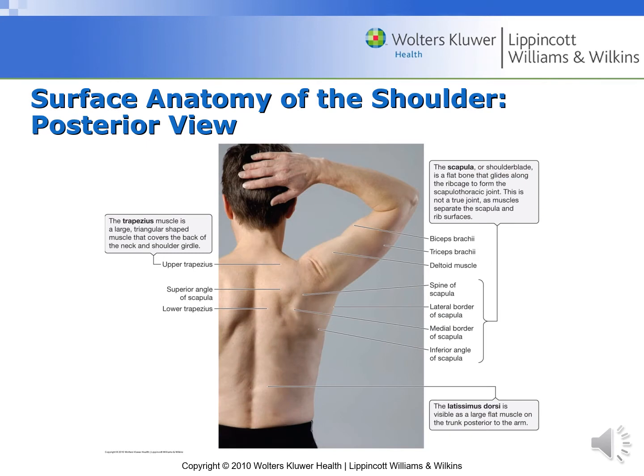Considering the posterior view of our surface anatomy of the shoulder, we see the trapezius muscle, which is a large muscle, triangular shaped, and it covers the back of the neck and shoulder girdle. The scapula, or the shoulder blade, is a flat bone that glides along the rib cage to form the scapulothoracic joint. This is not a true joint, as muscles separate the scapula and the rib surfaces. The latissimus dorsi is visible as a large flat muscle on the trunk posterior to the arm.